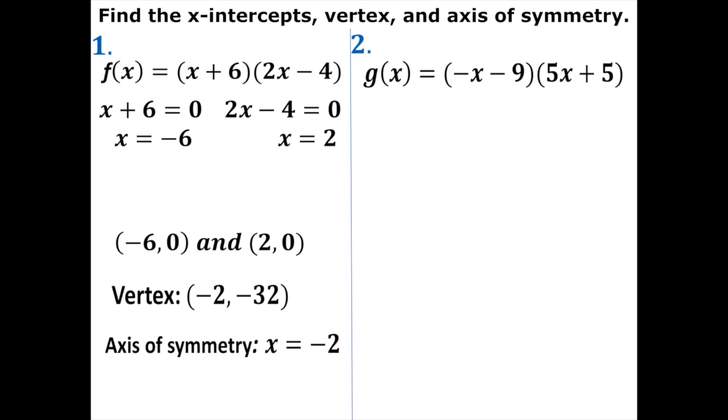Okay, so hopefully you found out that you had your x-intercepts here. You had two different ones, -6, 0 and 2, 0. Your vertex was -2, -32, and your axis of symmetry, remember, is x equals -2.